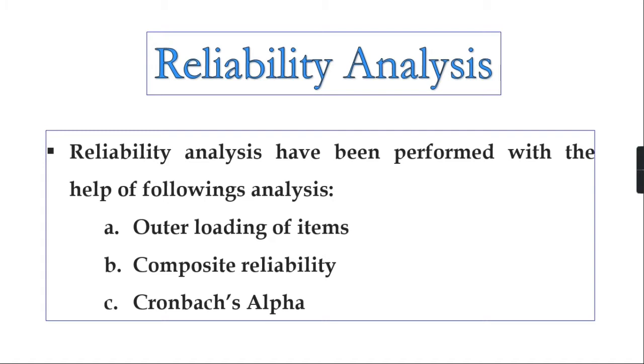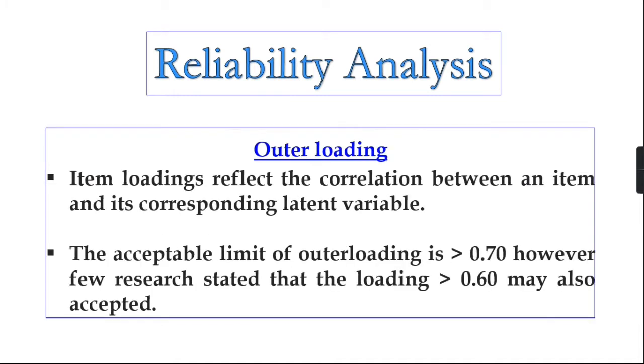We have different options to perform reliability analysis, and these different methods are: the first one is outer loading of item, the second one is composite reliability, and the third one is Cronbach alpha. These three are renowned methods which we utilize to analyze reliability in Smart PLS3 software. First of all, we need to understand the concept as well as the threshold limit of these three methods.